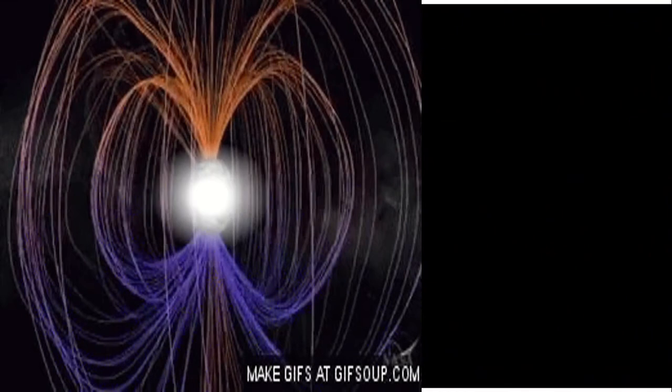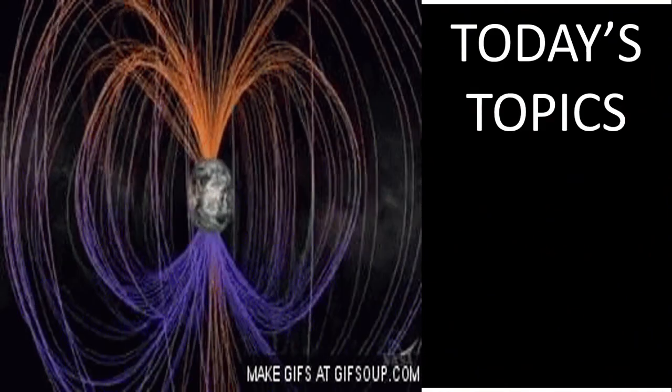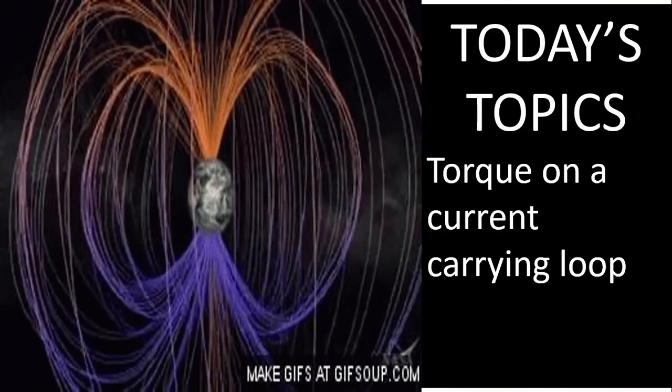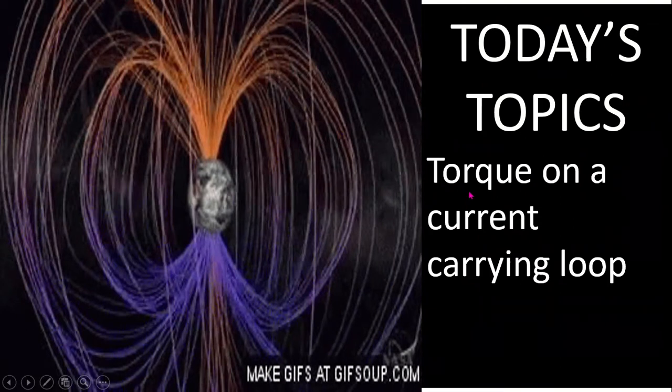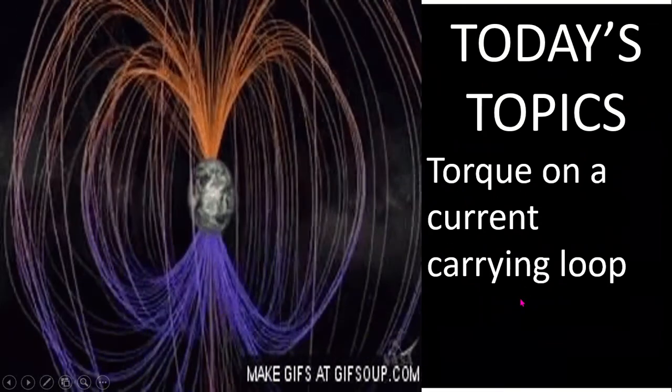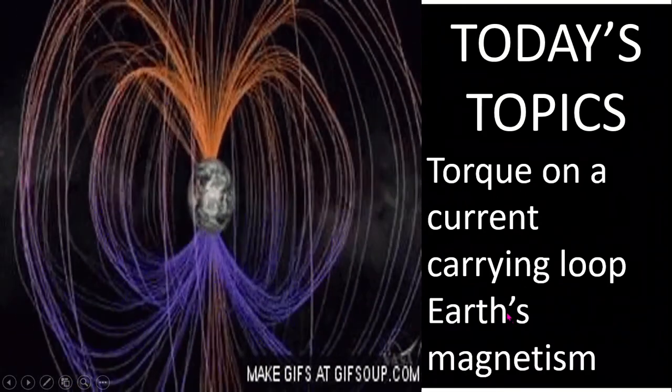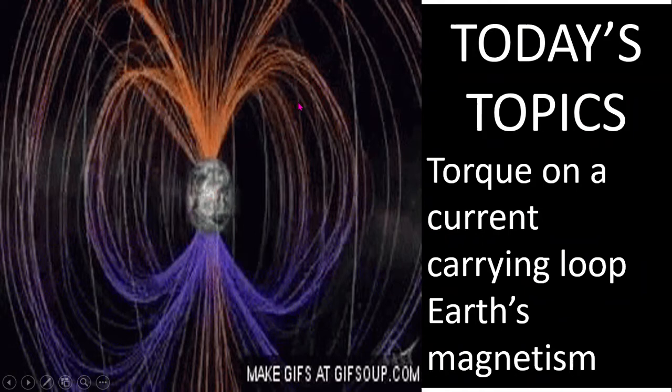Dear students, today I am going to explain some topics from chapter 4 of your physics second paper book, that is torque on a current carrying loop and Earth's magnetism. So, let's start the class.